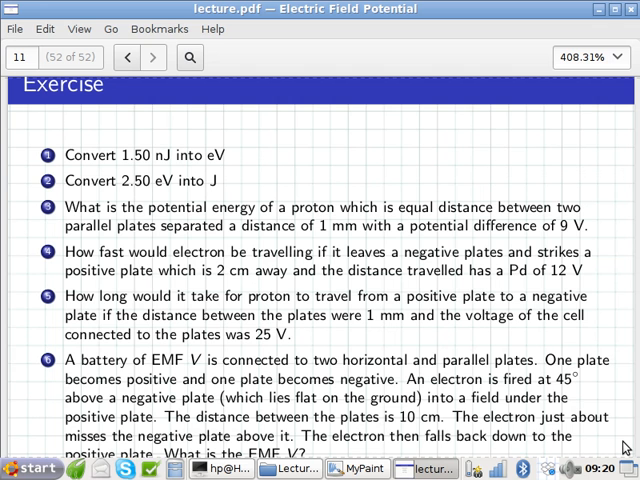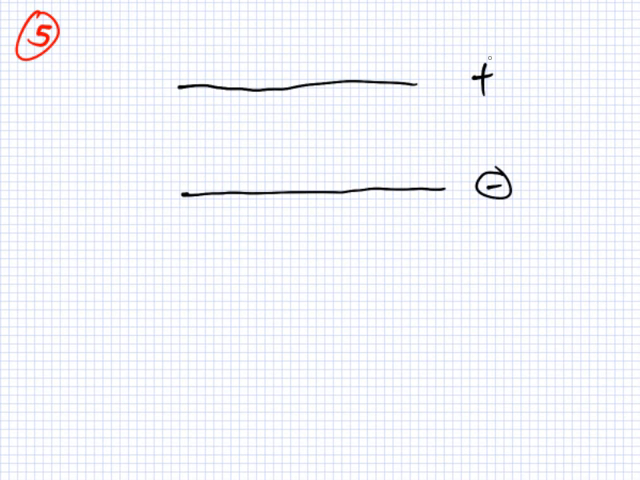How long would it take for a proton to travel from a positive plate to a negative plate if the distance between the plates were 1 millimeter and the voltage of the cell connected to the plates was 25 volts? So it's 25 volts and a millimeter, and it's a proton. What number is this? 5. So you got your positive, you got your negative.